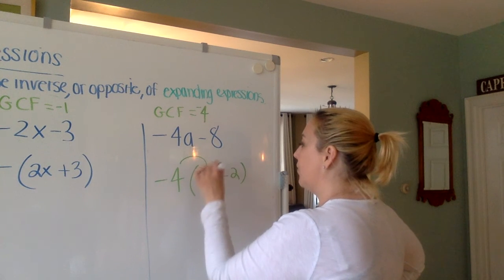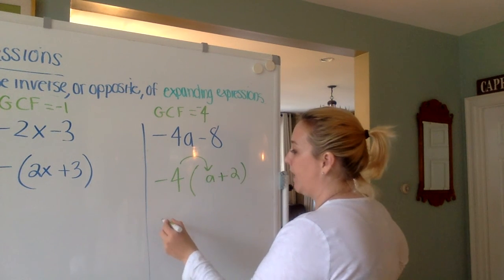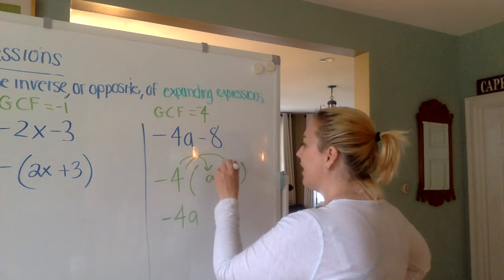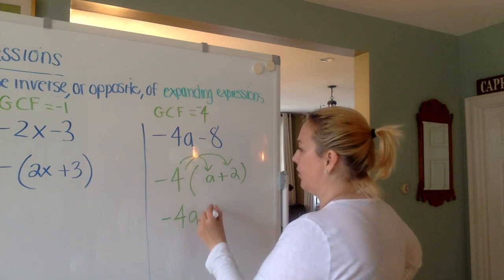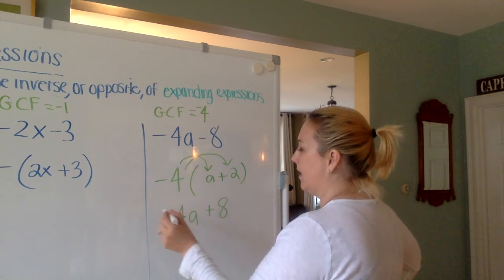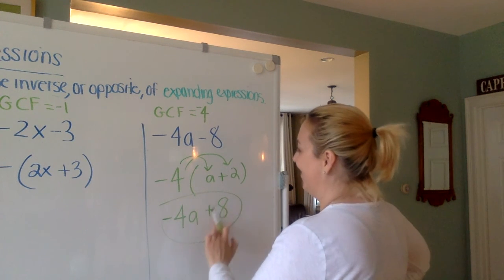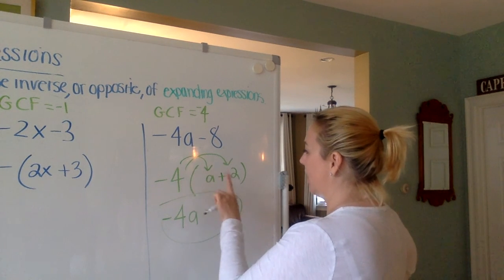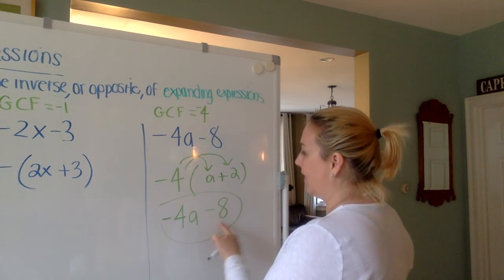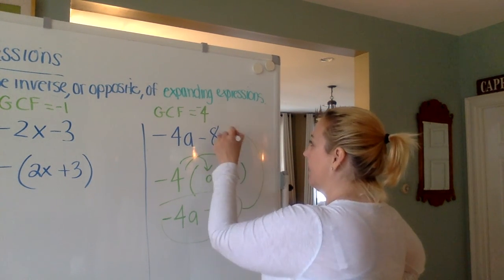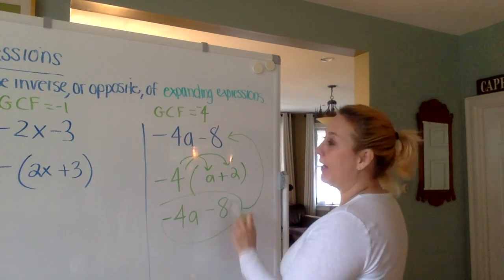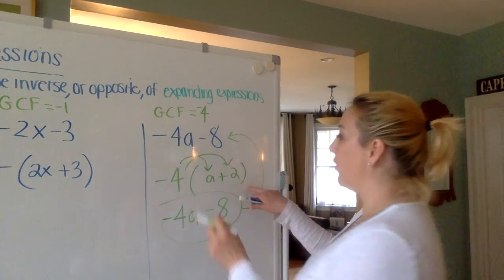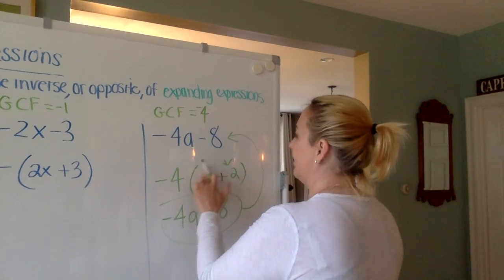But I was checking that I did it correctly by expanding, since that's the opposite. Factoring is the opposite of expanding. Now I'm going to check my factoring by expanding to see if I did it correctly. So negative 4 times positive a, negative times a positive is a negative. Negative 4 times positive 2 is negative 8. Is negative 4a minus 8 what I started out with? Yes, so I know that I factored this correctly.